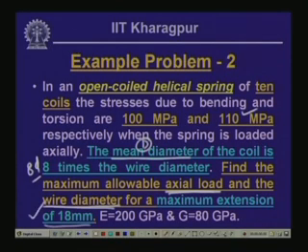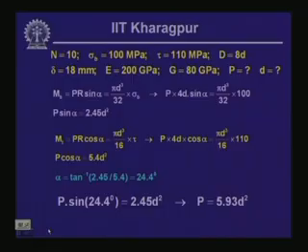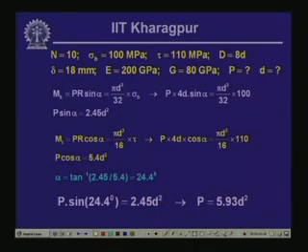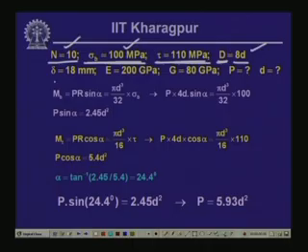The value of delta is given. You will have to find out capital P and small d. The values of E and G are given as 200 gigapascal and 80 gigapascal, and the number of coils is 10. The permissible bending stress is equal to 100 MPa, that means the normal stress that is getting generated because of the bending. The permissible shear stress because of the twisting moment is 110 megapascal, and capital D, the nominal diameter of the spring, is equal to 8 times d, and delta, the deflection, is equal to 18 millimeter. E is given as 200 GPa, G as 80 GPa. You will have to compute the value of capital P and small d.